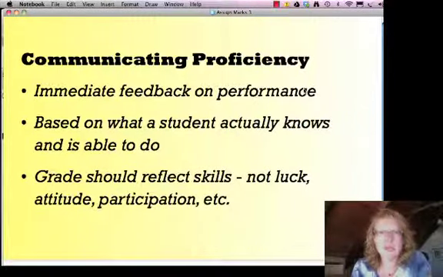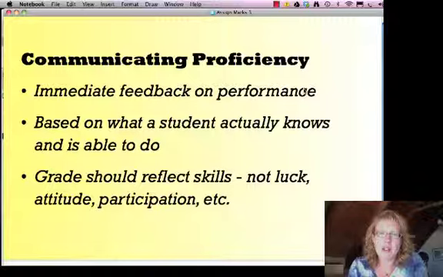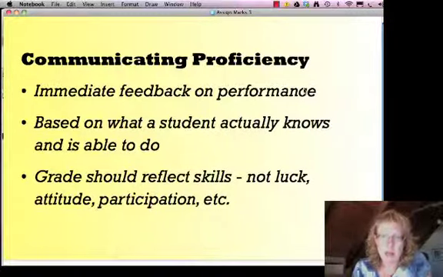Number one, the biggest idea is that shift towards communicating proficiency. Talking with parents, talking with students about what they know and understand and are able to do, not just giving them points for smiling or turning in their papers or whatever it is.